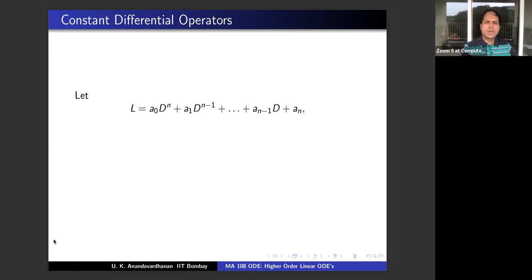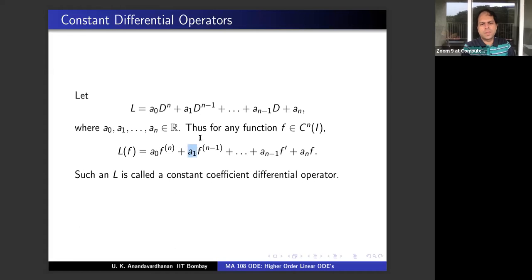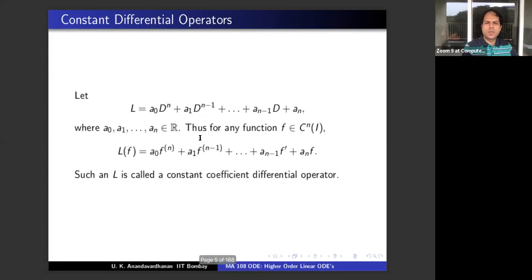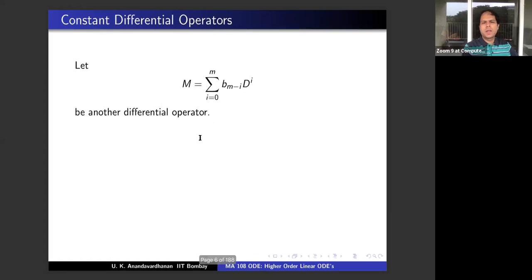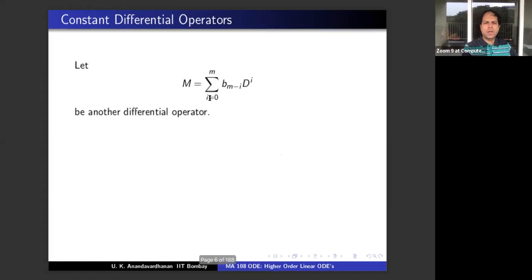Okay, so this is the differential operator where all these coefficients are constants. So if you take a function f in C^n(I), our operator is of this form, L f, and this is called a constant coefficient differential operator. This just means the coefficients are constant functions. Okay. And so we can write a differential operator like this, a constant coefficient differential operator. Suppose you have one more. So this is summation a_i D^i, and here you have summation d_i D^i. My notation is a1 D^(n-1), so I have written d_(m-i) D^i.